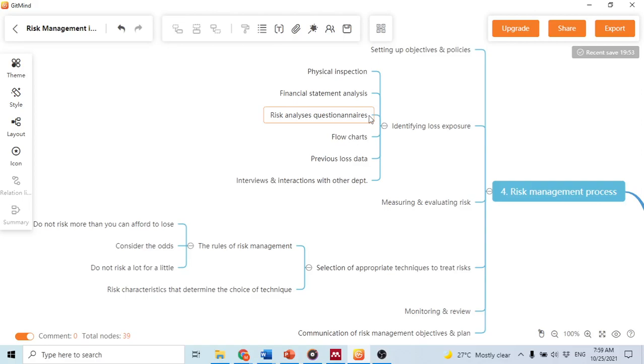Same goes to the company as well. So for a company, they have a very large amount of assets, plants, factories, buildings. So that's why they need to have a proper checklist to identify the exposure.